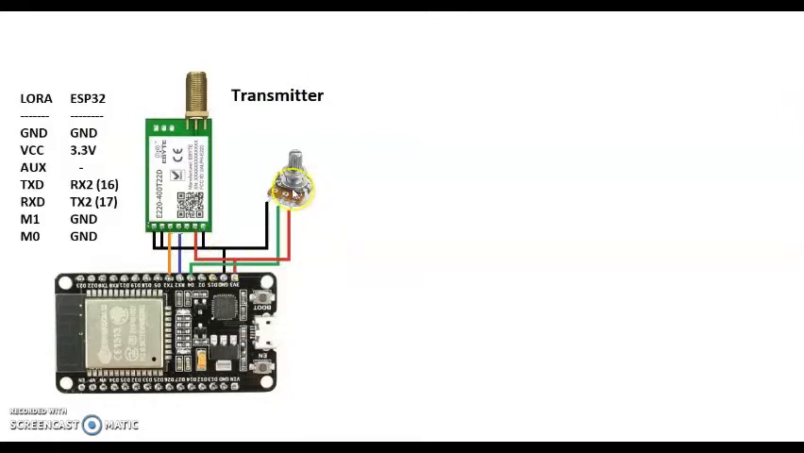For the potentiometer, the middle pin goes to pin number 4. One side goes to 3.3 volt, the other side goes to ground. Now for the receiver part, we just remove the potentiometer. That's it.